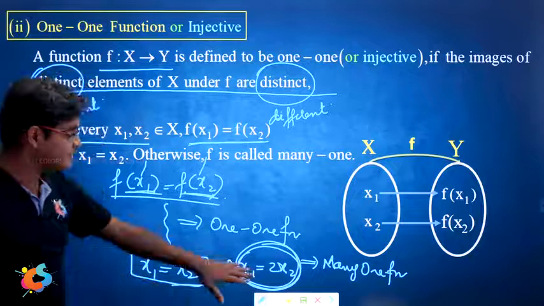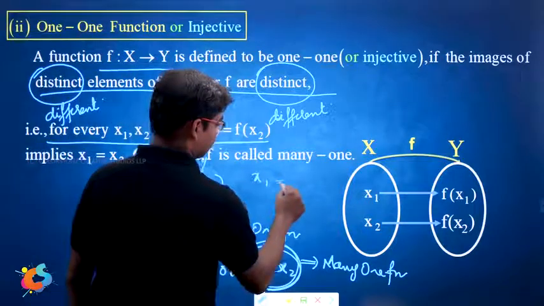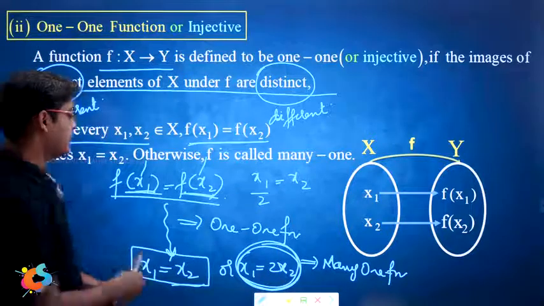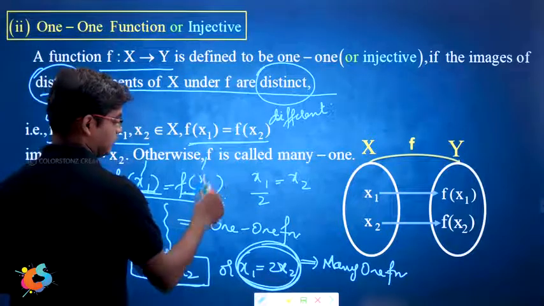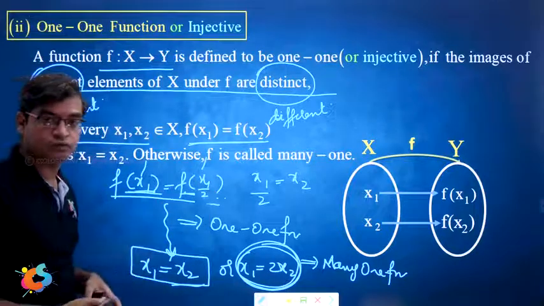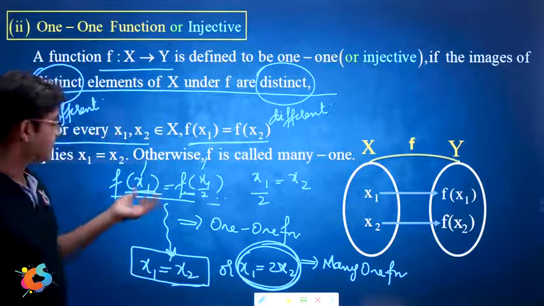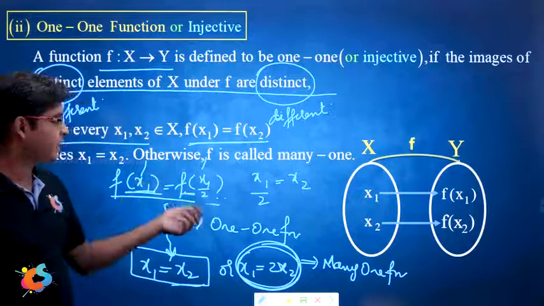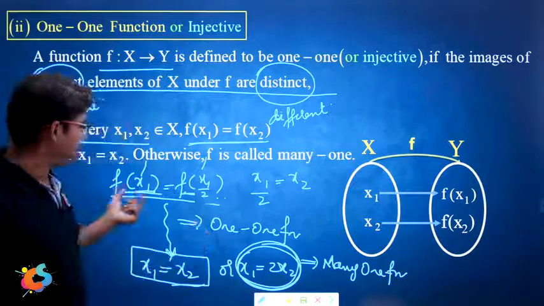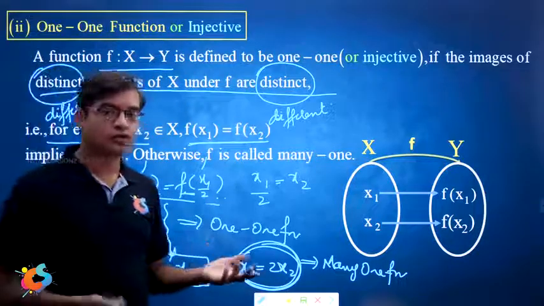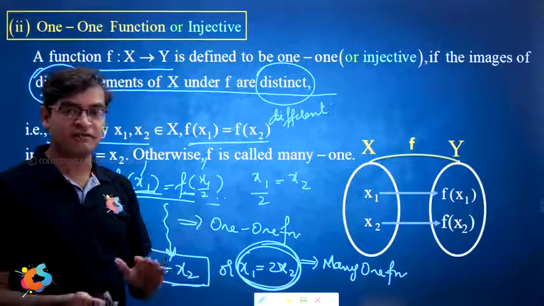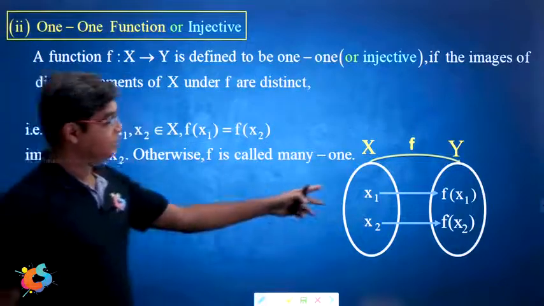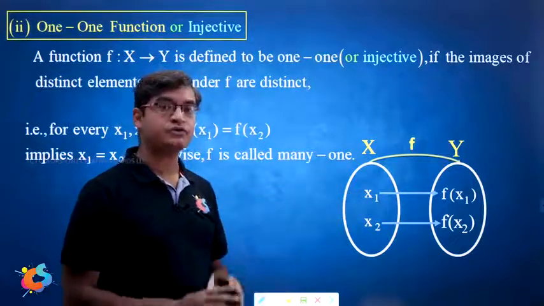Why? Because this is saying that if I take X2 as X1 by 2, then f of X1 and f of X1 by 2 have the same image. Means X1 is different from X1 by 2, right? If X1 is 1, let us say, X1 by 2 will be 1 by 2. So f of 1 is f of 1 by 2. So there is a clash here. Means it will not be 1-1 function. That's all. Okay, fine. If the input values are different, output values should be different.